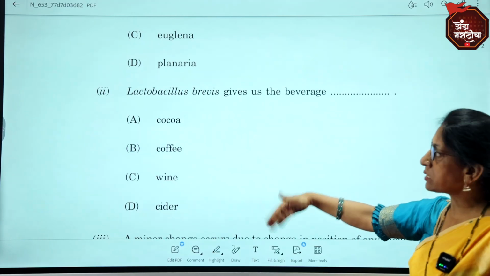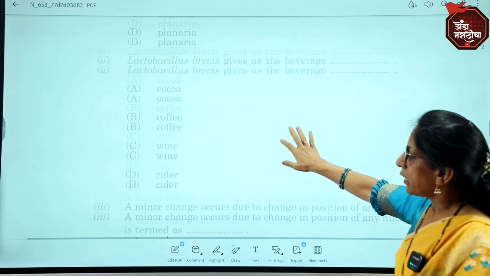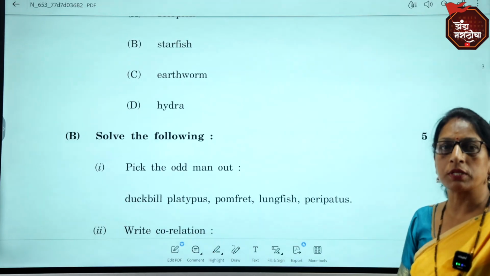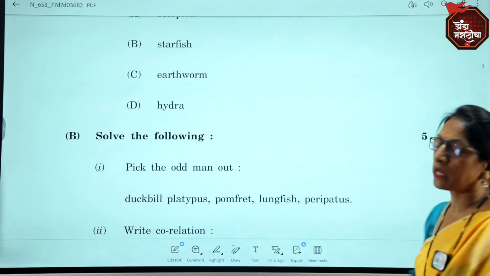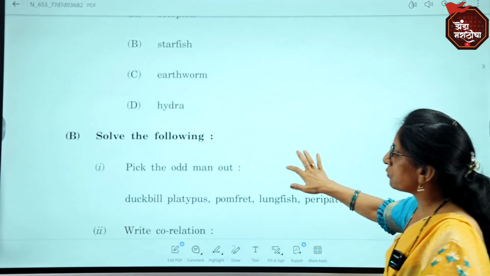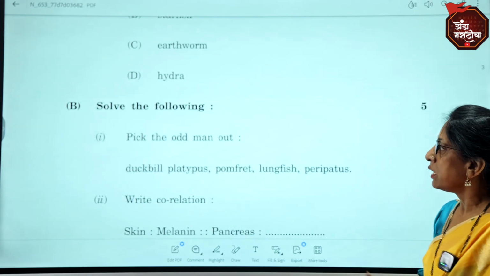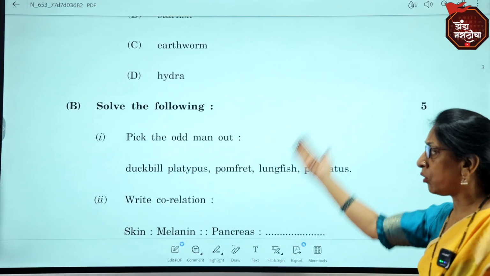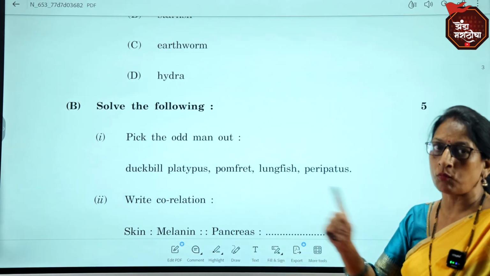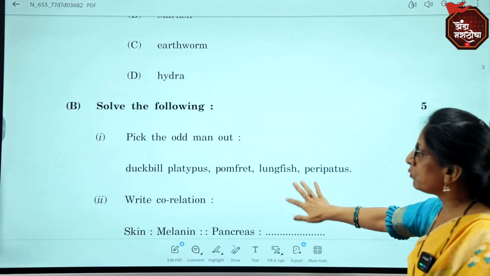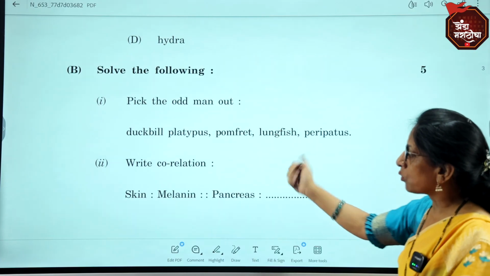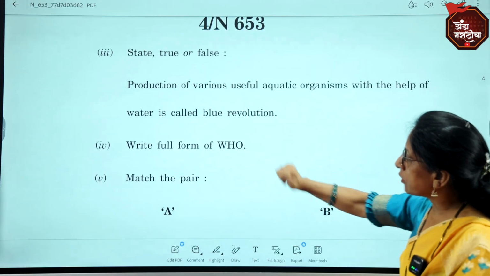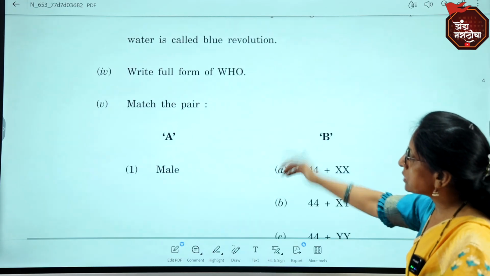This was question number 1, the A part. The second part of this question is "solve the following", which is the B part, the short questions. It again contains 5 marks, and here you get different types of questions, like pick the odd man out, write the correlation, state true or false, write the full form of WHO, and match the pairs. All these questions carry 1 mark each.